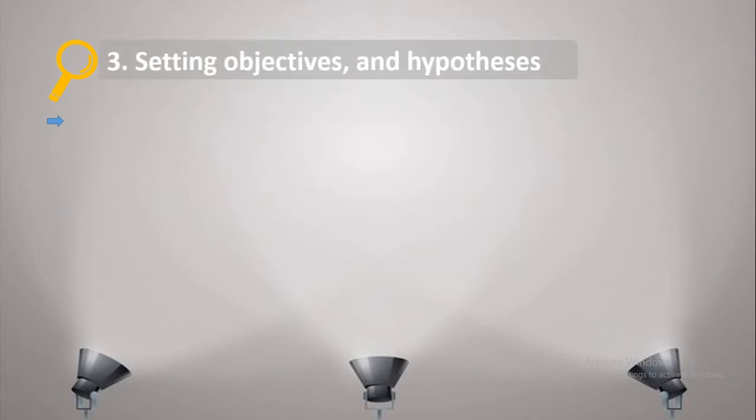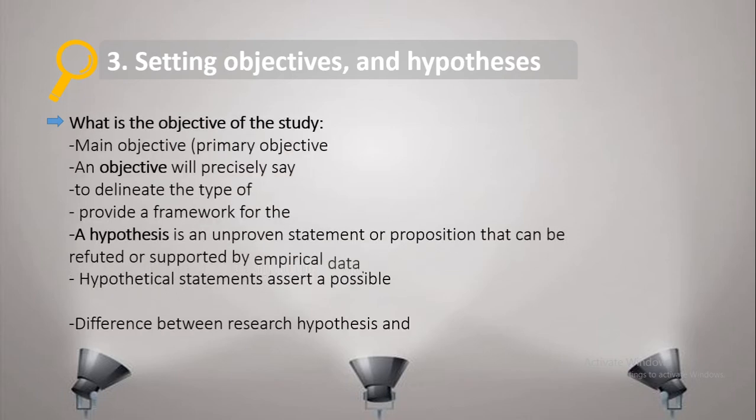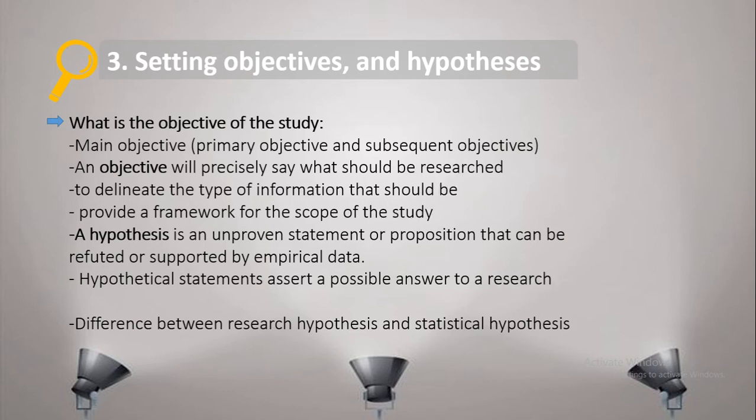The third step in research is setting objective and hypothesis. You need to be clear what is the objective of your study. The main objective or the primary objective of the study should be clear, and there might be more than one objective. One may be primary and the others are secondary objectives while conducting a research.